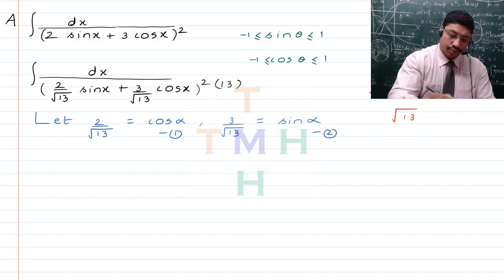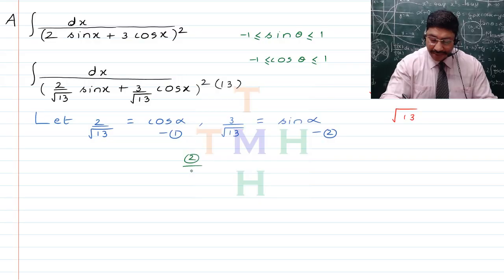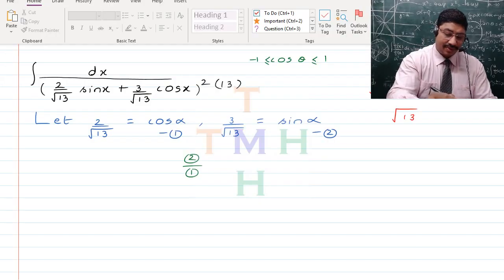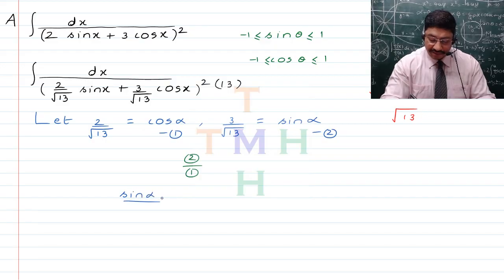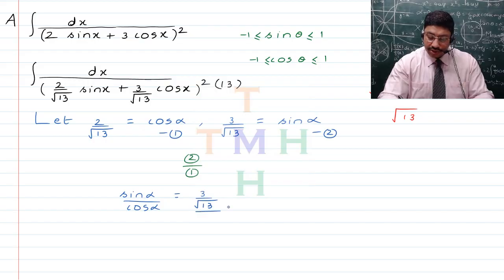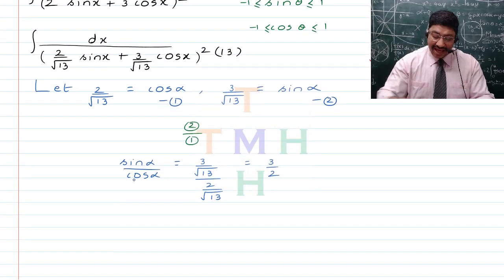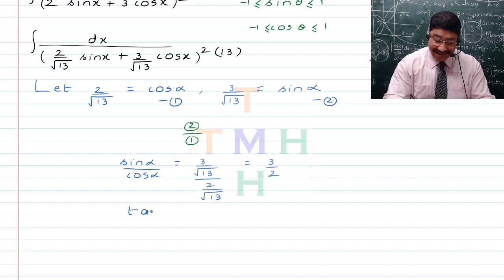And now if you do this, that is, if you divide the second equation by the first equation, you can even divide the first equation by the second equation, then what you will get to see is sin alpha divided by cos alpha, as we have the second equation divided by the first equation. And then you will get 3 upon root 13 divided by 2 upon root 13. And here root 13 will get cancelled after reciprocation, and this will come to 3 upon 2.